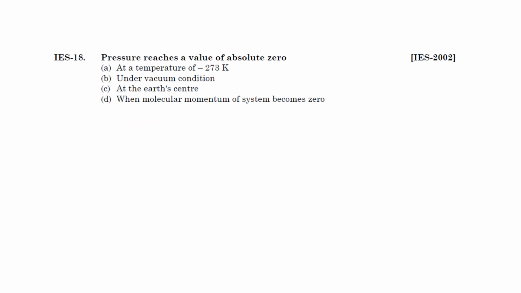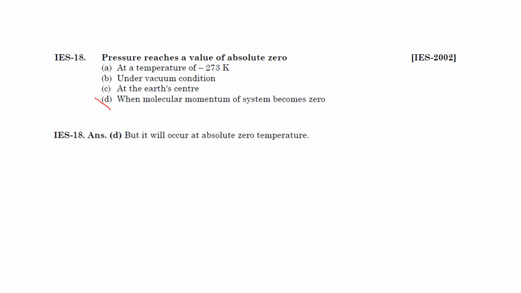Next question. Pressure reaches a value of about absolute 0 at a temperature of minus 273 Kelvin, under vacuum condition at the earth center, or when the molecular momentum of the system becomes 0. So this is actually D, when the molecular momentum of the system becomes 0.